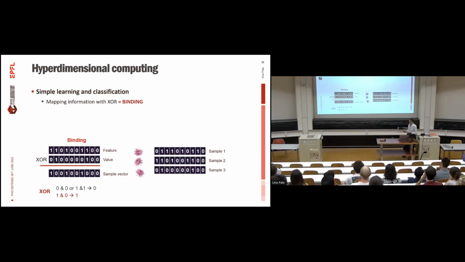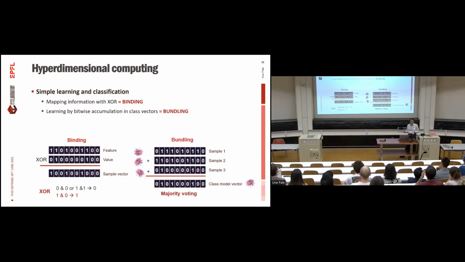And then if we have, for example, several samples that we encoded in such a way to get a vector representing each sample, and they all represent the same class, we want to learn a vector that represents this class. And we do it by using the operation called bundling, or basically summing the vectors and majority voting. So if most of the numbers at a certain position were 1, then it would finally be 1, otherwise 0.